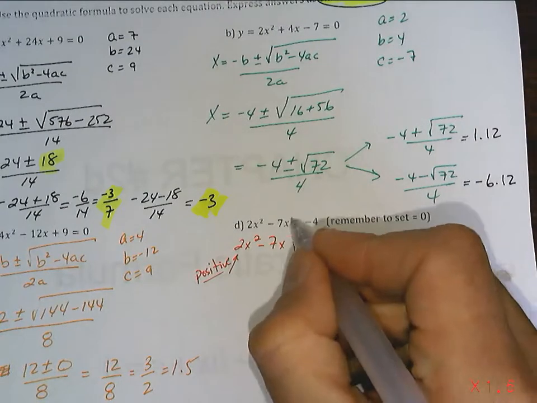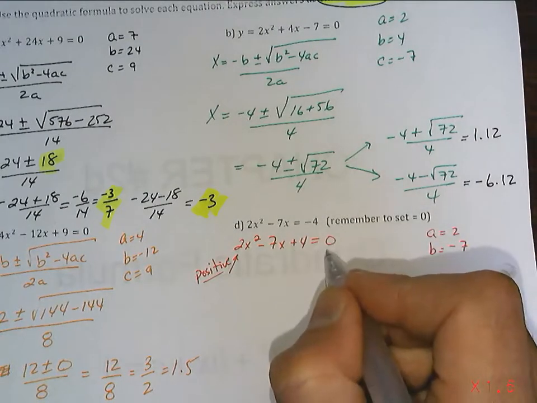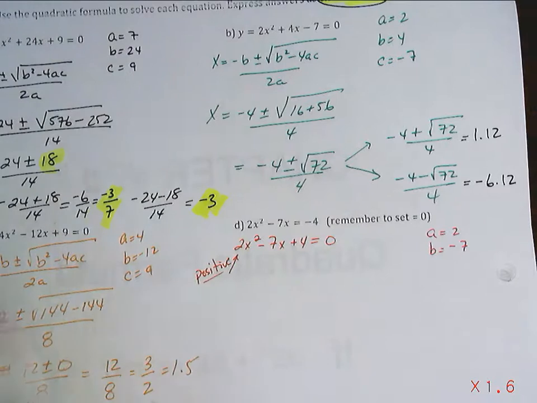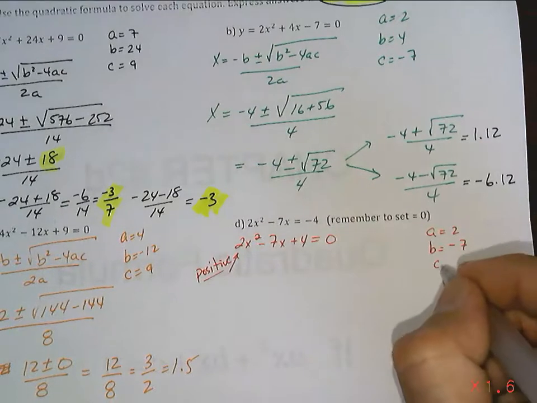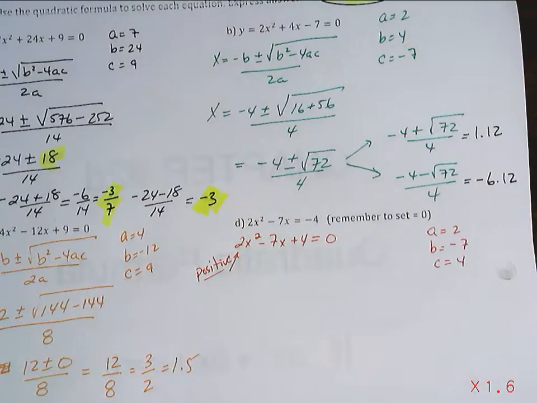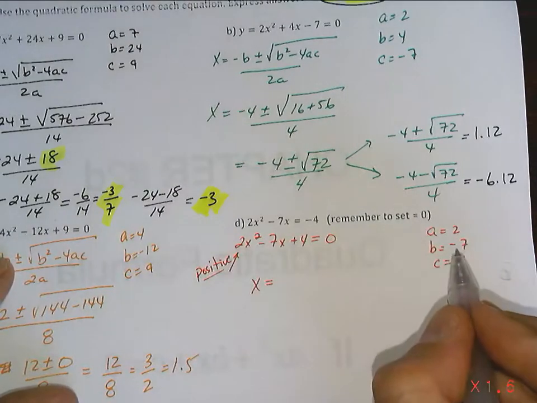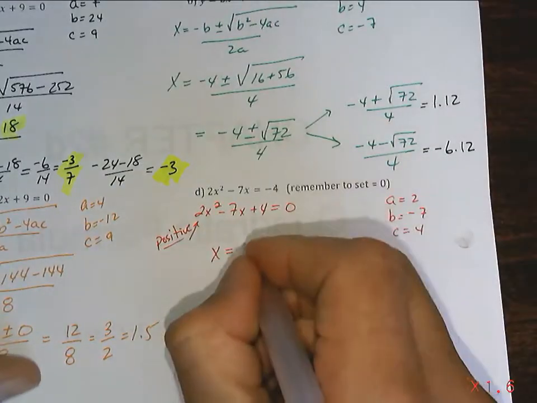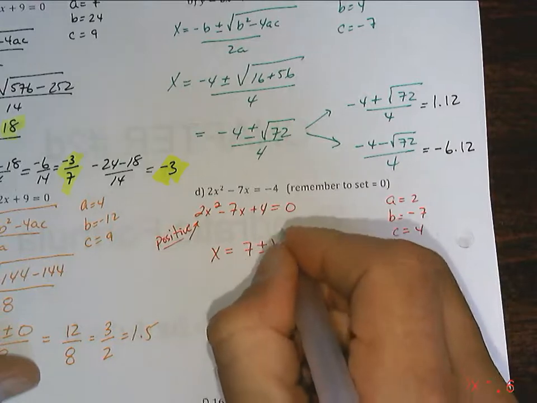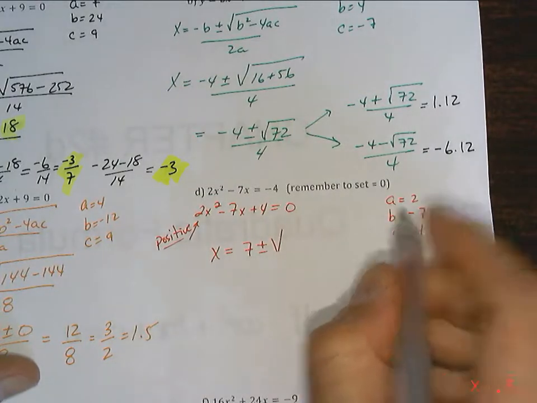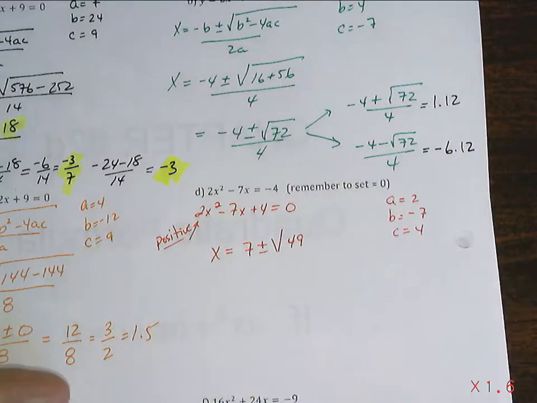We brought the 4 over to the other side so we could set it equal to 0. You have no right using the quadratic formula if it's not equal to 0 first. So now my C value is 4. Plugging in my values, it's going to be x equals negative b. B's already negative, so it's going to be 7 plus or minus square root. Negative 7 times negative 7 is positive 49. The number of kids that tell me that that's negative 49 is scary. Don't let that be you.